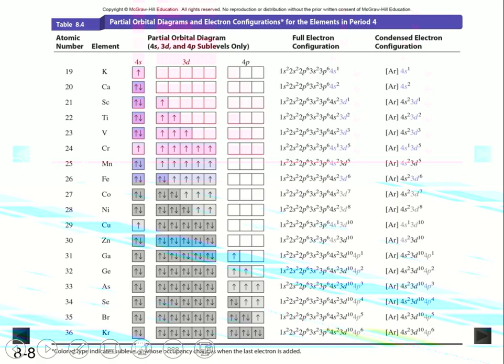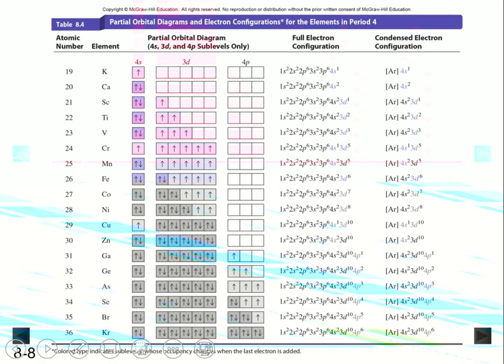Now comes an exception: atomic number 24, chromium. You might predict from the pattern it's going to be 4s2 3d4. But it shows different behavior, and the behavior is consistent with a 4s1 3d5 electron configuration. The magnetic properties of chromium tell us that there are 6 unpaired electrons, and that's consistent with a 4s1 3d5 valence electron configuration. Why does this happen?